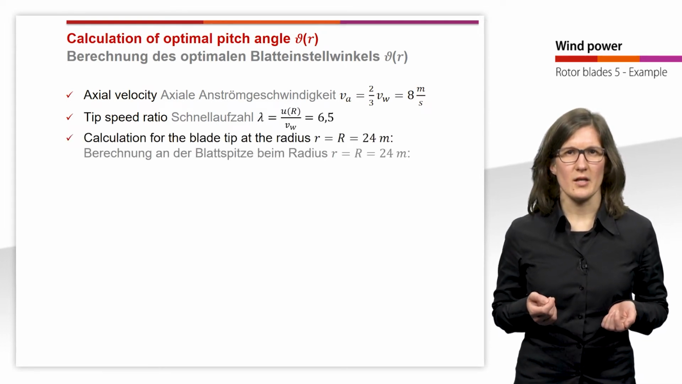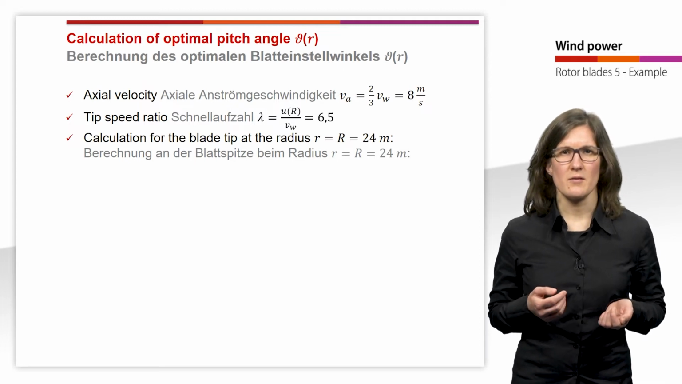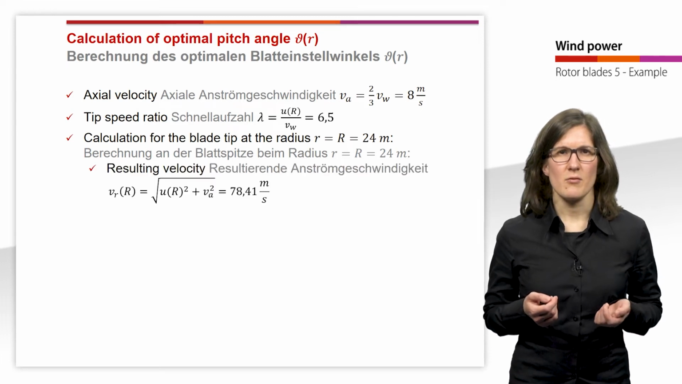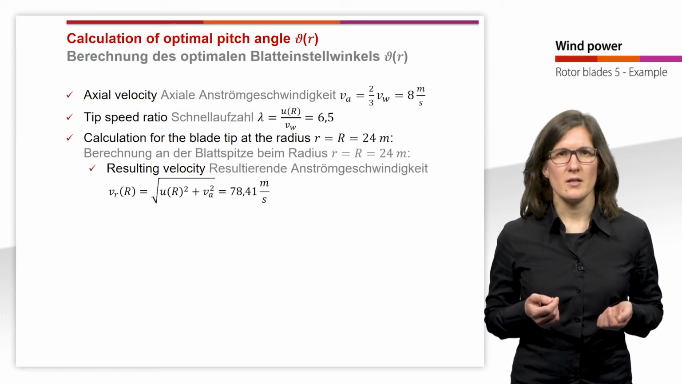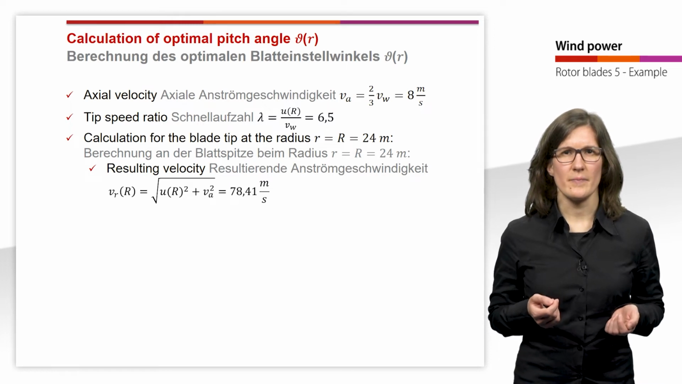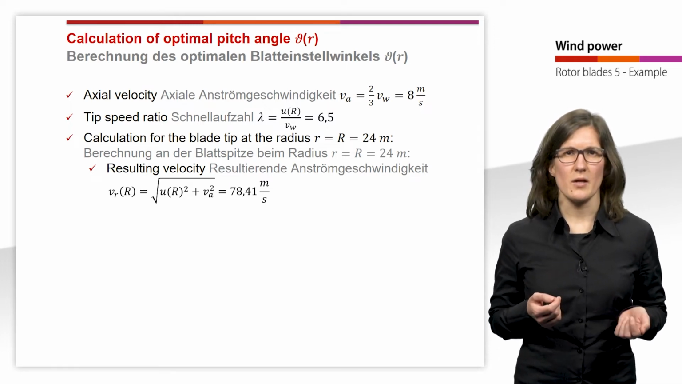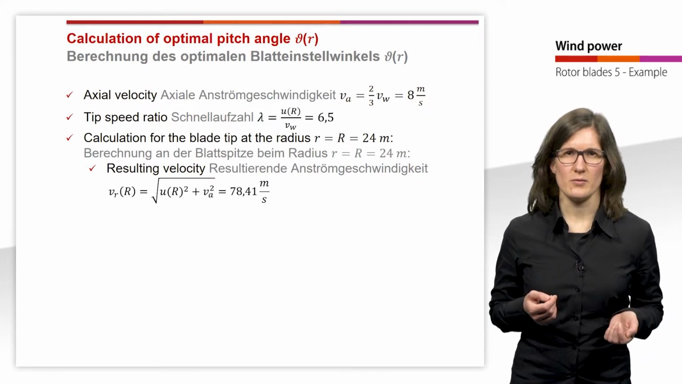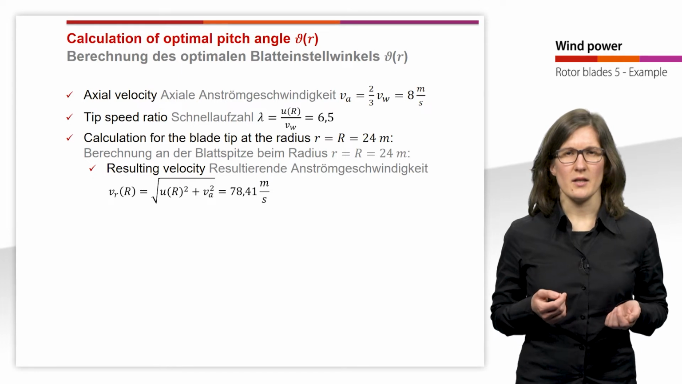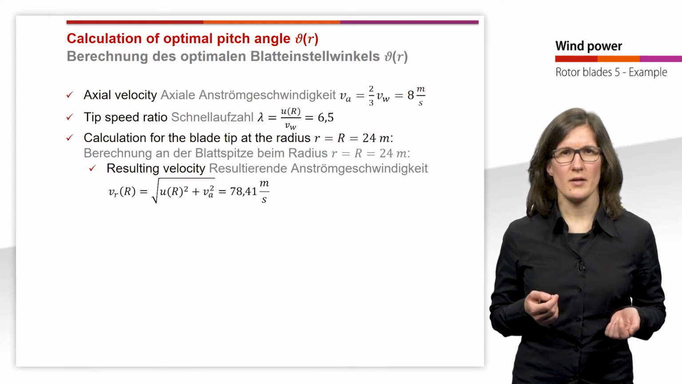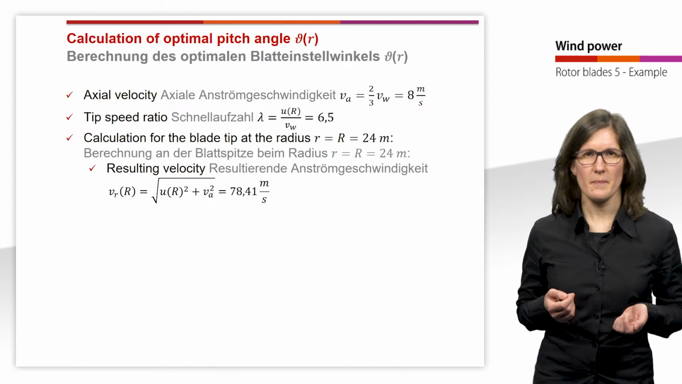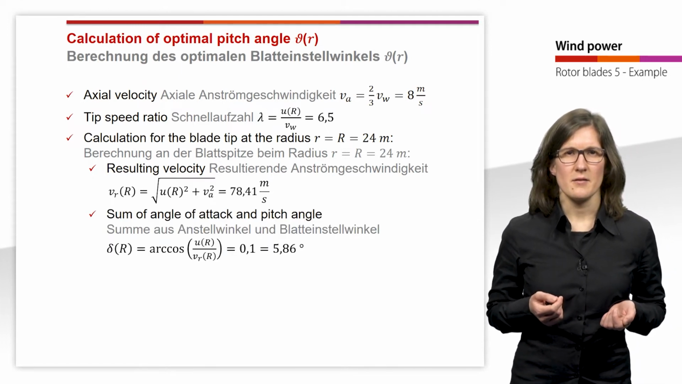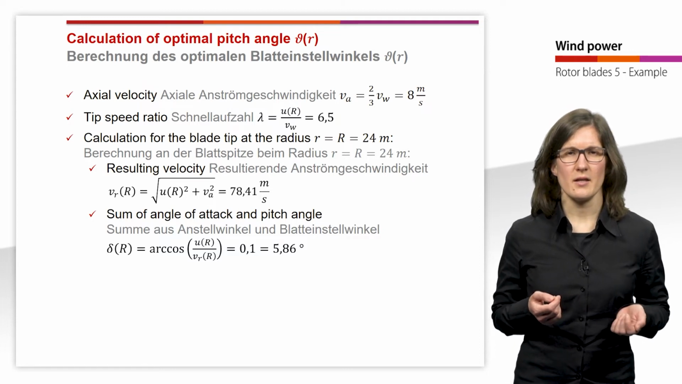After that, some calculations for the element at the tip with a radius of 24 meters are carried out. For this element, the resulting velocity Vr is calculated in the beginning. And this is the square root of u to the power of 2 and Va to the power of 2. So in our case, it is 78.41 meters per second.